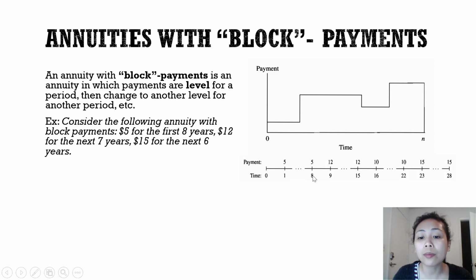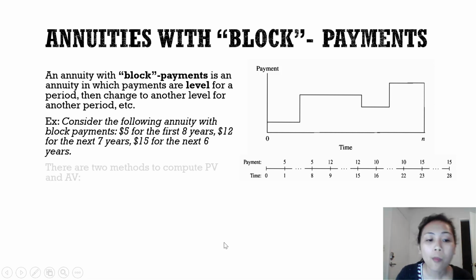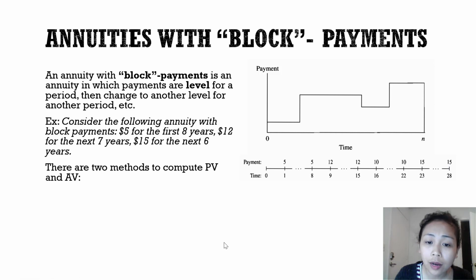From time 1 to time 8, we pay $5 at the end of each year. From time 9 to time 15, we pay $12 at the end of each year. From time 16 to 22, we pay $10 at the end of each year. And from time 23 to time 28, we pay $15 at the end of each year. Our main goal is to evaluate the present value and accumulated value.